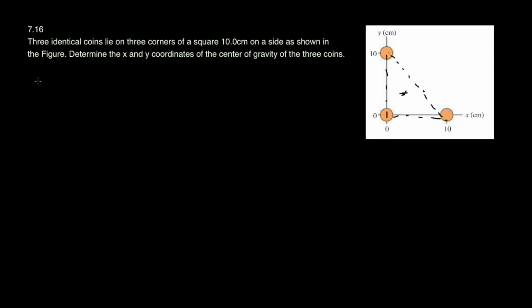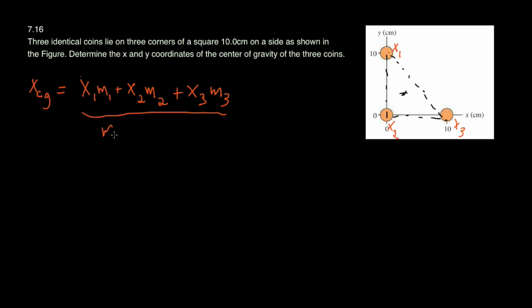So to find the center of mass, the center of gravity, we're going to want to split it up into the x and y coordinates. So for the x center of gravity, let's call this one x1, we'll call this one x2, and we'll call this one x3. It's going to be just equal to x1 m1, plus x2 m2, plus x3 m3, over m1 plus m2 plus m3.